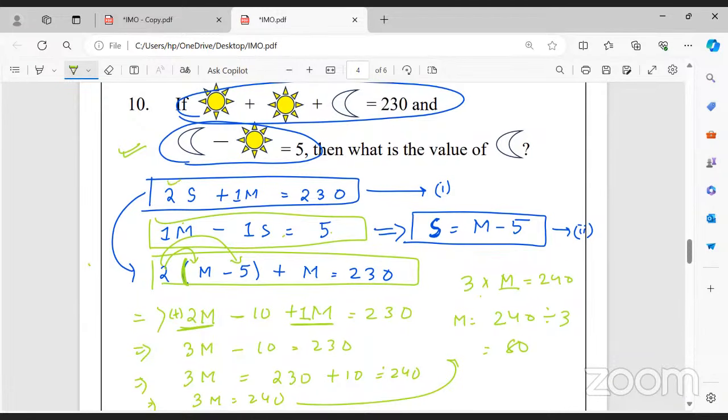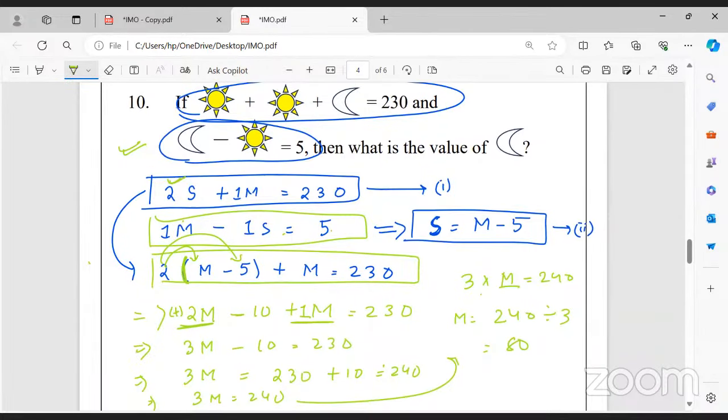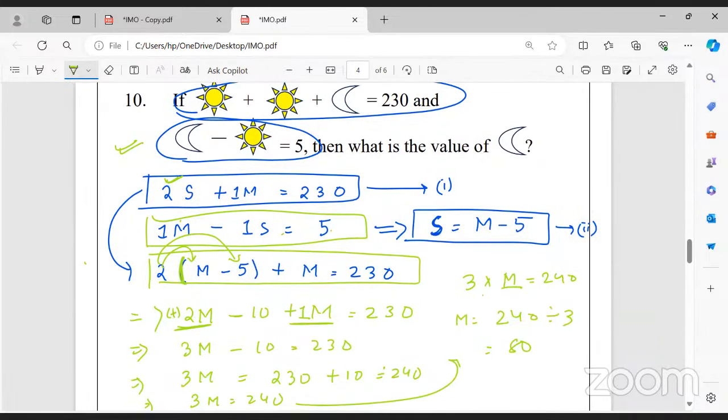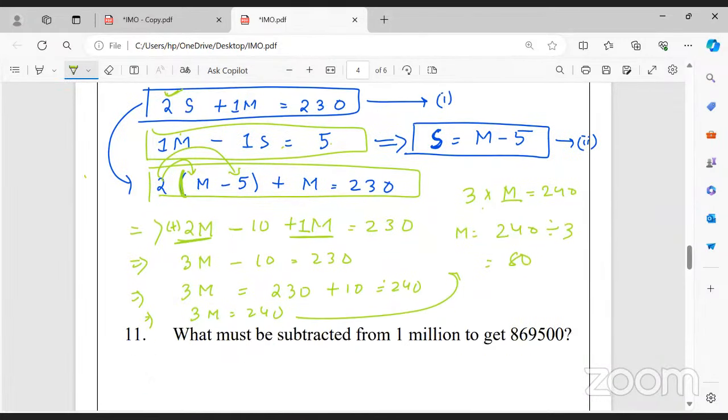Now here it is written 2s. 1s is m minus 5. So 2s is 2 whole into m minus 5, plus the other things remain the same. And then I am doing the calculation part. If you want, in the next class, we can practice a few more questions on this. Okay? Okay, last question for today.